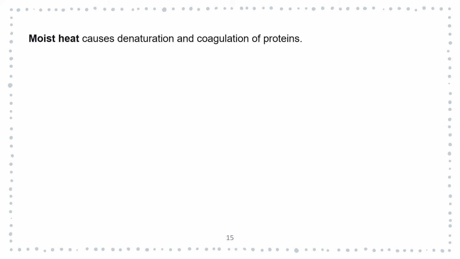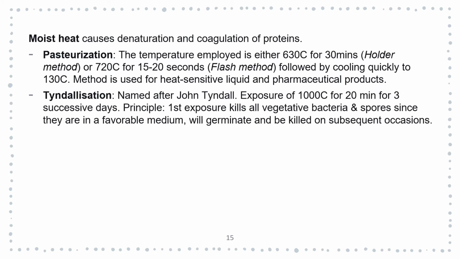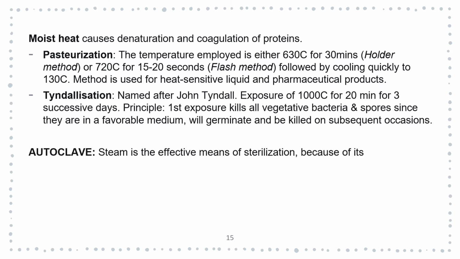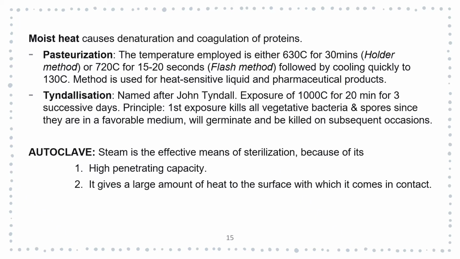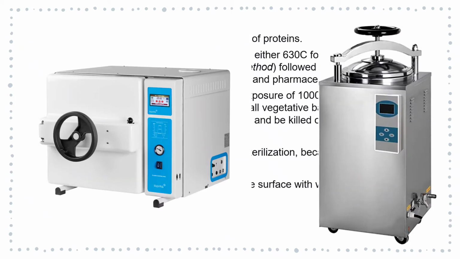Moist heat causes denaturation and coagulation of proteins. It can be divided into pasteurization, tyndallization, and, for example, the autoclave. These are the methods of sterilization using pressure and temperature. So it has a high penetrating capacity. It gives a large amount of heat to the surface with which it comes in contact. And on these pictures you can see the main and general appearance of autoclaves.